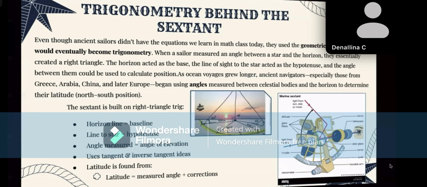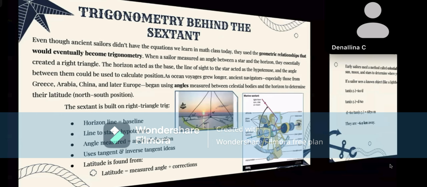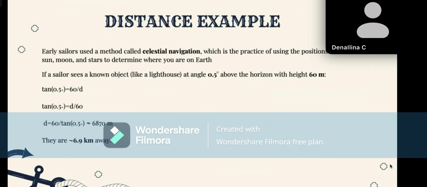Now we did create some distance examples. Let's say a sailor sees a lighthouse that is 60 meters tall. The lighthouse appears at an angle of only 0.5 degrees above the horizon. Using the tangent function, distance equals 60 divided by tangent 0.5 degrees. This gives us a distance of about 6,870 meters, or roughly 6.9 kilometers away.